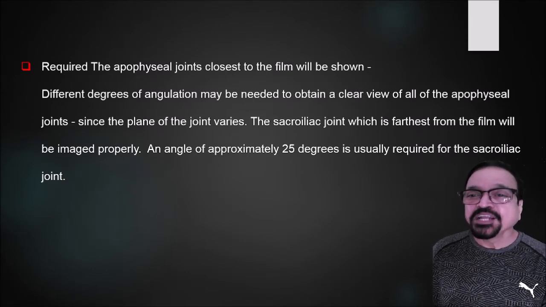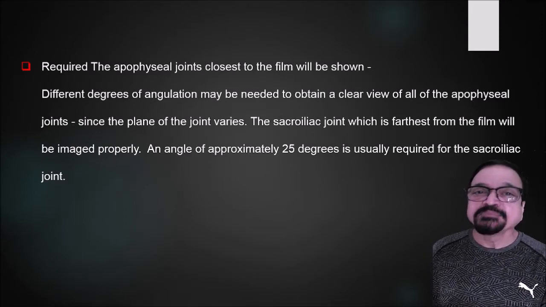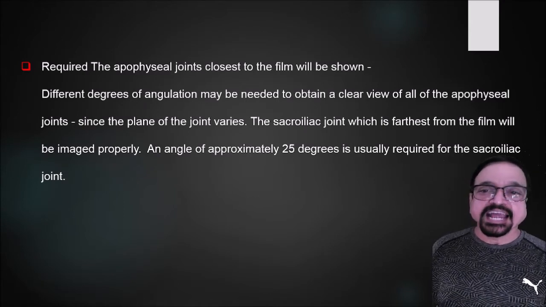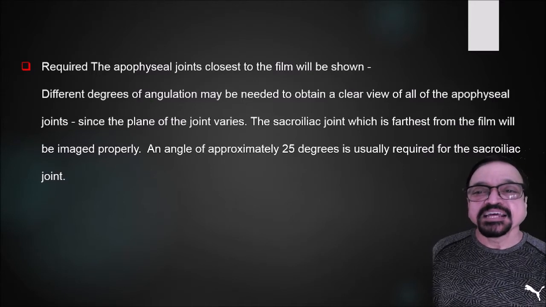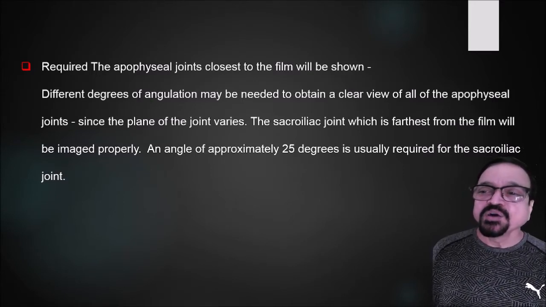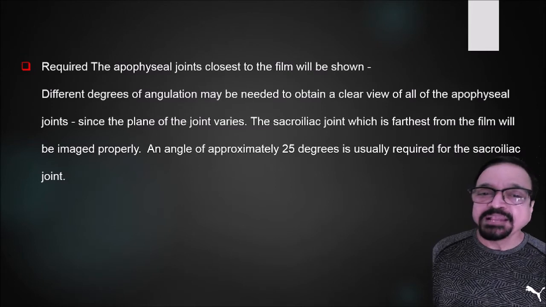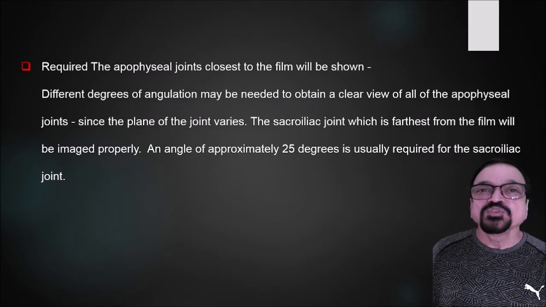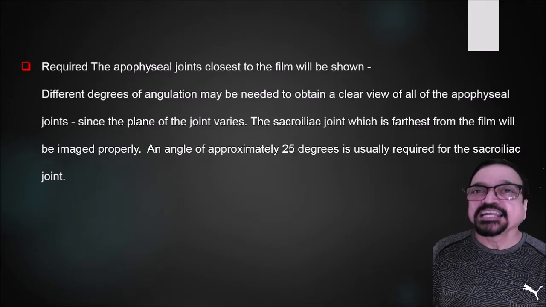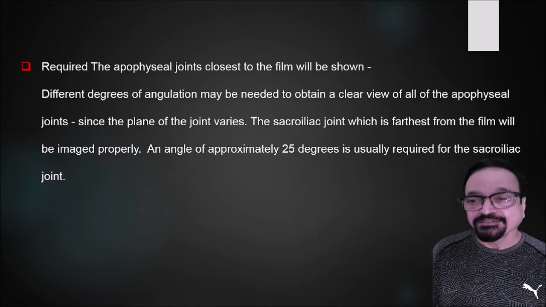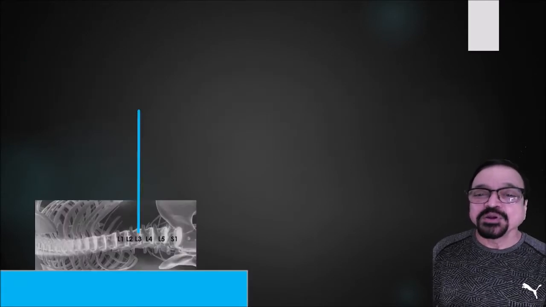A different degree of angulation may be needed to obtain a clear view of all apophyseal joints, since the plane of the joint varies. This is an individual variation, and the technologist should be aware. He should change the angles and, if required, repeat the X-ray. The sacroiliac joint, which is further raised from the film, will be imaged properly. So when you are imaging the right apophyseal joints, the right pars interarticularis, the SI joint you are seeing is the left, that is the opposite side. That's how you have to manage it.